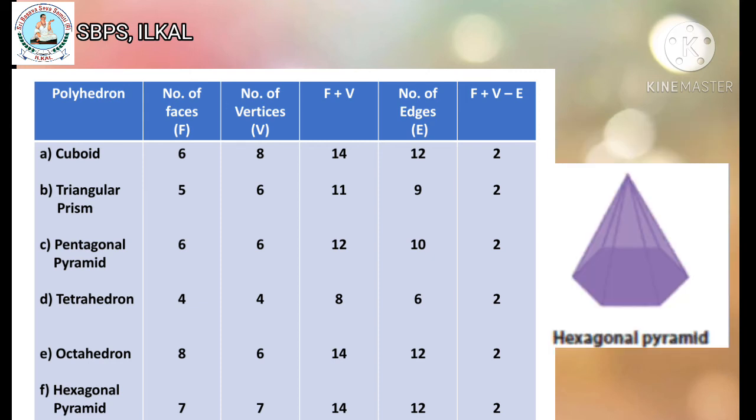Now you are going to verify whether Euler's formula holds good for hexagonal pyramid or not. Hexagonal pyramid has 7 faces, 7 vertices. 7 plus 7 is equal to 14. Here number of edges is equal to 12. 14 minus 12 gives 2. That is F plus V minus E is equal to 2. Now we can come to a conclusion that Euler's formula holds good for all the polyhedrons.